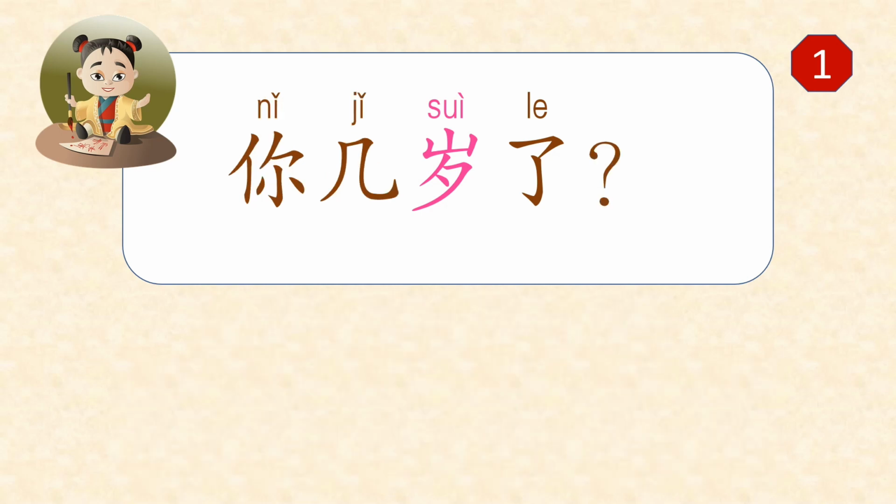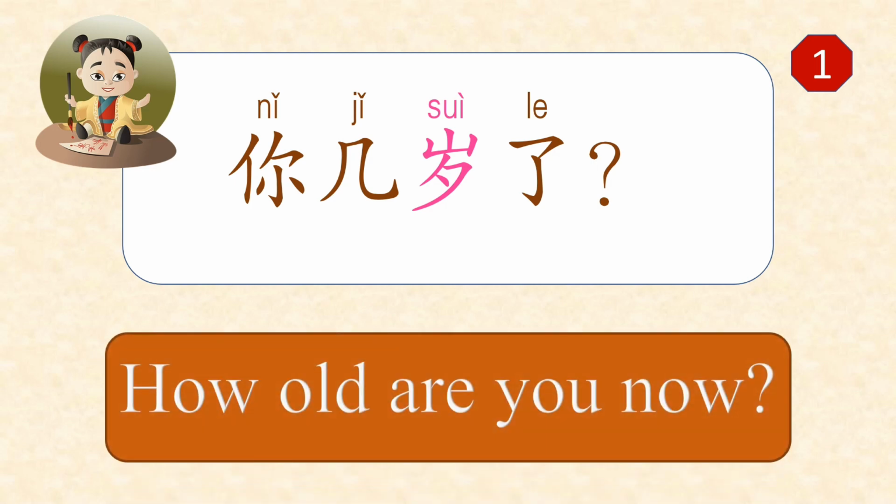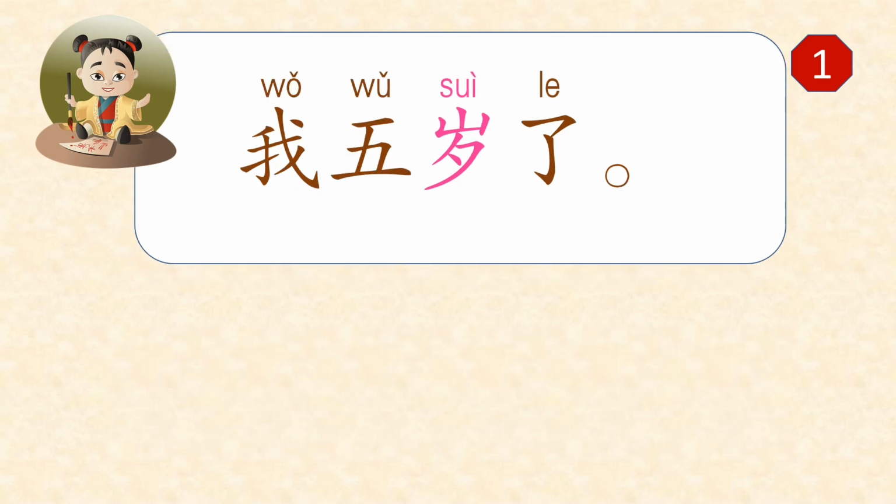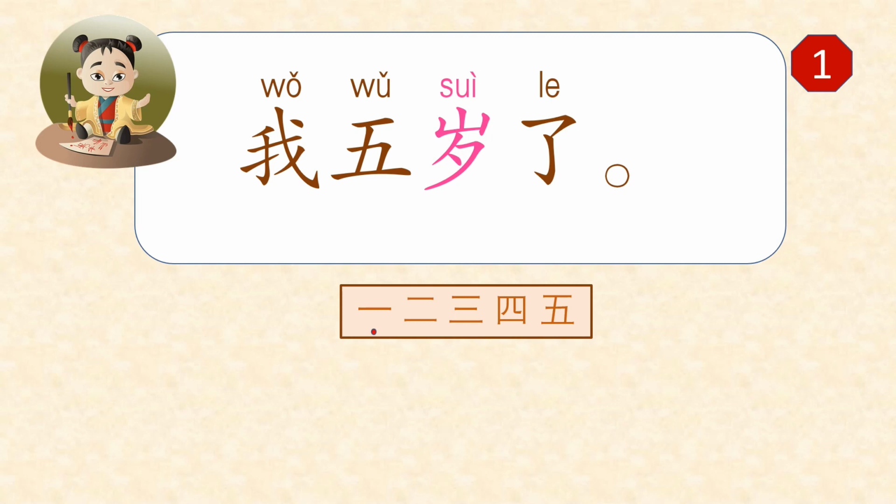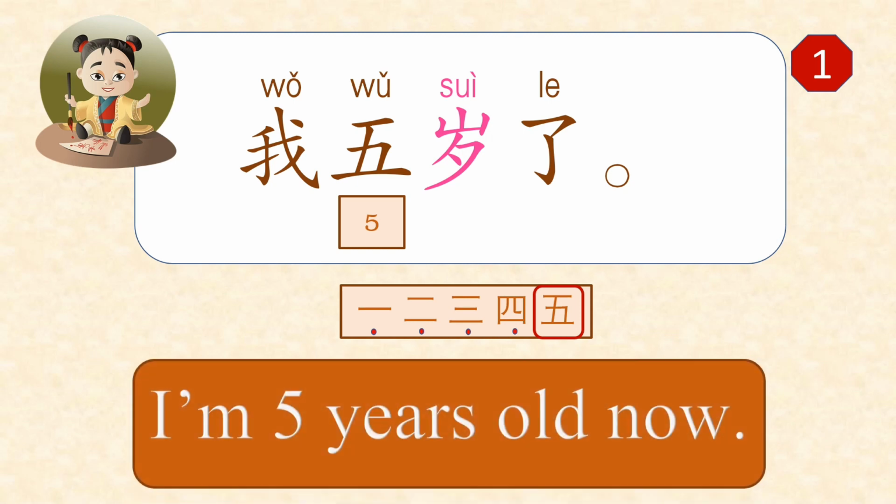One more example. 你几岁了? How old are you? 我5岁了. 5. What's this number? 1, 2, 3, 4, 5. 5 is 5, right? 我5岁了. I'm 5 years old. So this is how you ask for the age of small kids. 你几岁了? Those who are 10 or younger than that. So you can ask this way. This is the first type of question for asking the age.